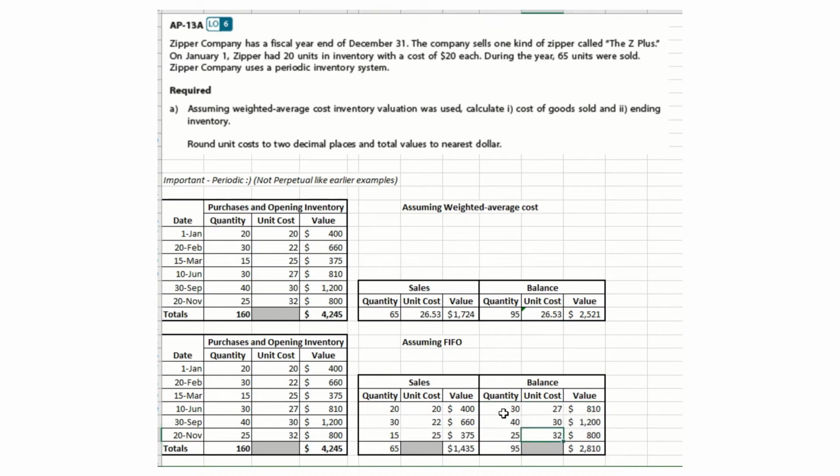The balance of our inventory we would need to track by the different purchase lots. So we had a lot of 30 at $27, 40 at $30, and 25 at $32. So the value of our inventory at the end of the year would then be $2,810.